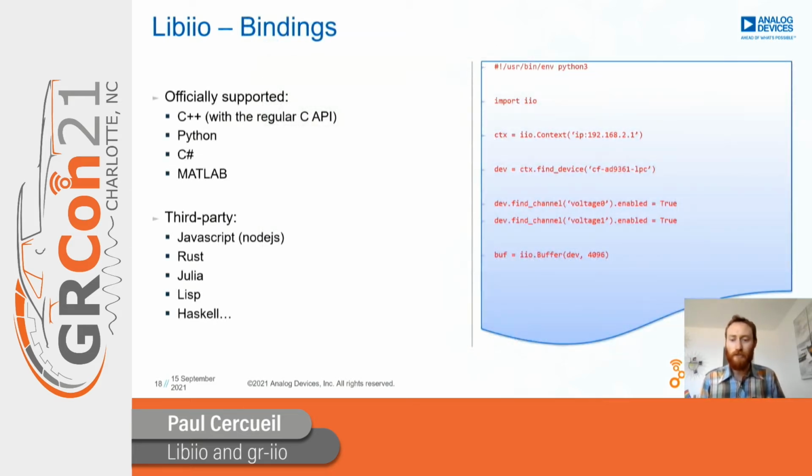LibIIO can be used, of course, in C because it was written in C, but also in C++ using the regular C API. And we also have official bindings for Python, C#, and MATLAB. There are also third-party bindings for JavaScript, for Rust, for Julia, for Lisp, Haskell, and probably others. That was just from a quick search on GitHub.